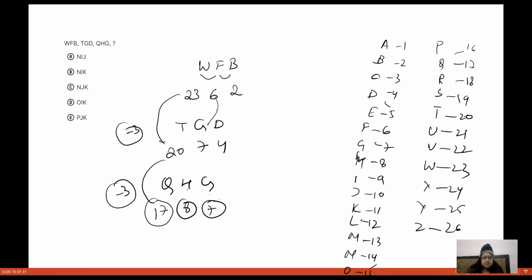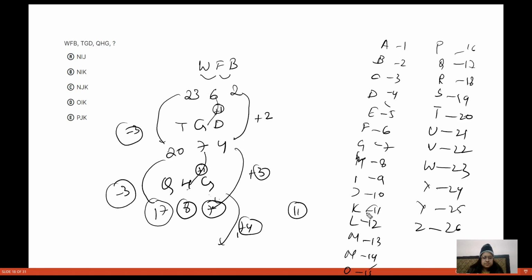Okay, here to here you just did plus 1, and here to here you just did plus 1. Here to here you did plus 2, and here to here you did plus 3. So I think you have to go plus 4 here. So that means 11. 11, you know it is K.